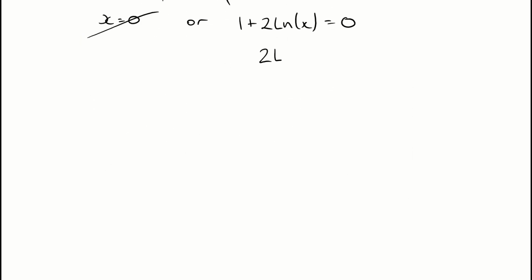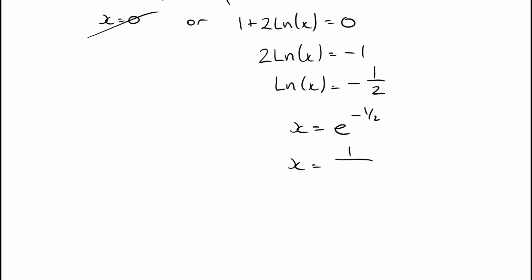So if we solve this equation, 2 lots of the natural log of x is equal to minus 1, so the natural log of x has to be negative a half. And if we convert this to indice form, this is saying that x is equal to e to the power of minus a half. So if you just convert that logarithm straight into the indice form, x is 1 over the square root of e. So that there is going to be a critical point.